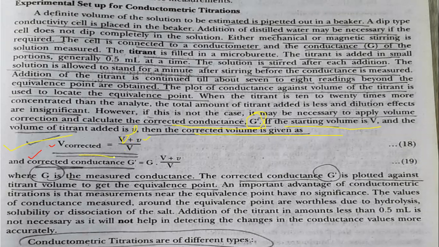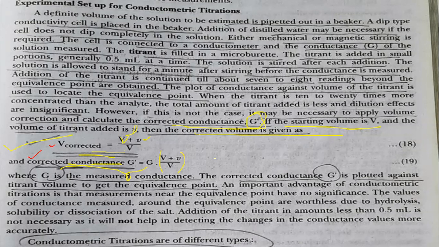This will be the corrected volume, and accordingly we can find out the corrected conductance G dash, which is equal to G into (capital V plus small v) upon V. G is the measured conductance. So the corrected conductance G dash is plotted against the volume of titrant added, to get the equivalence point of the solution. This is how the whole experiment works.